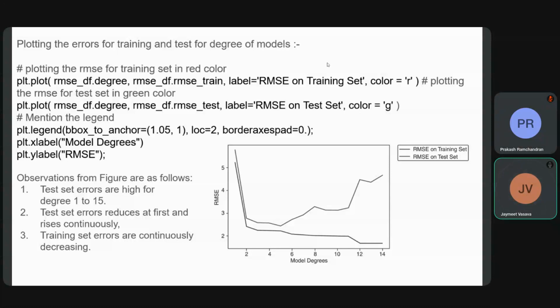So test errors are high for degree 1 to 15. The test errors reduce at first and then rise continuously. The training set errors are continuously decreasing, but the test error is increasing after 5. So for us, the optimal value that we can decide is 5. As the test error starts increasing after it, we can say it is around 5.